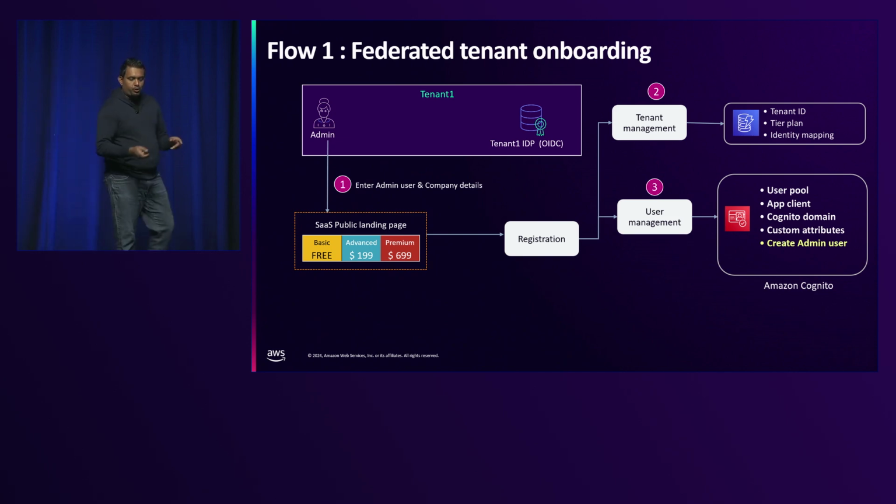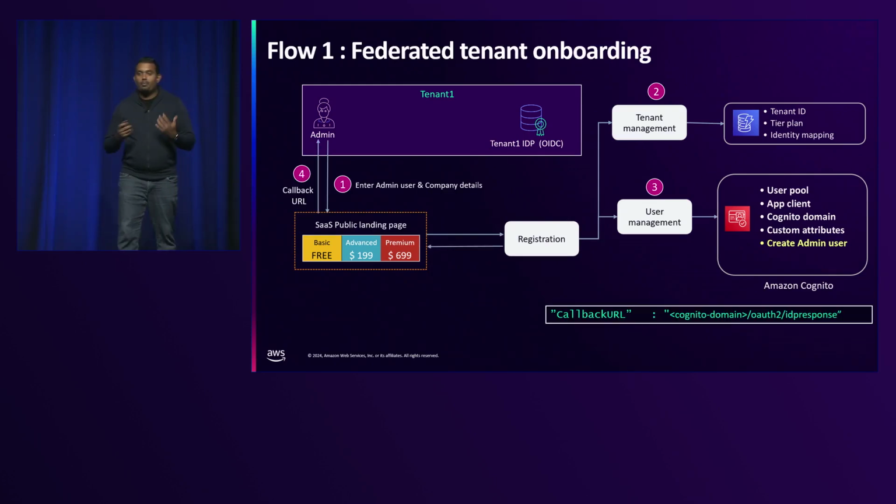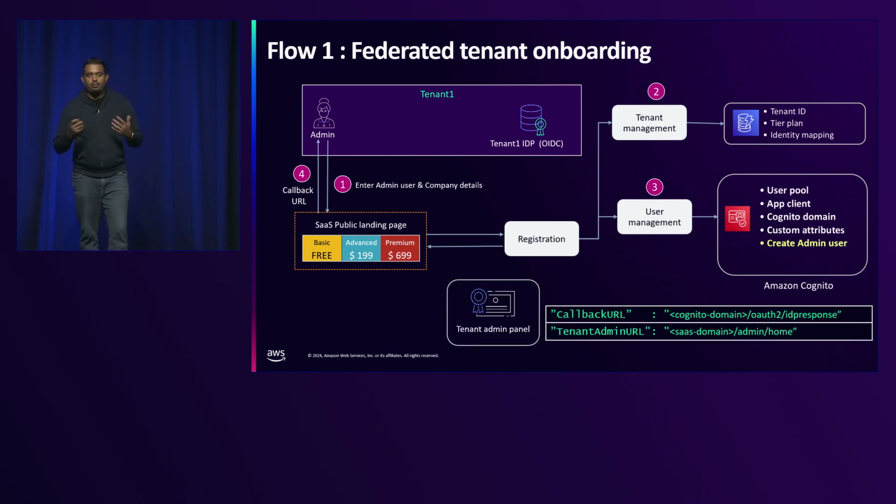At this stage, as we know the Cognito domain, we can derive the callback URL that I can pass to tenant one as a notification along with the tenant admin URL. This tenant admin URL will refer to the typical tenant admin panel that we have in our SaaS applications, where we allow the tenant administrators to conduct any admin operations.